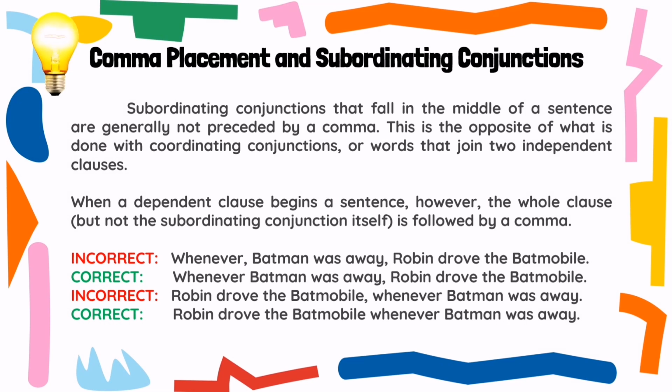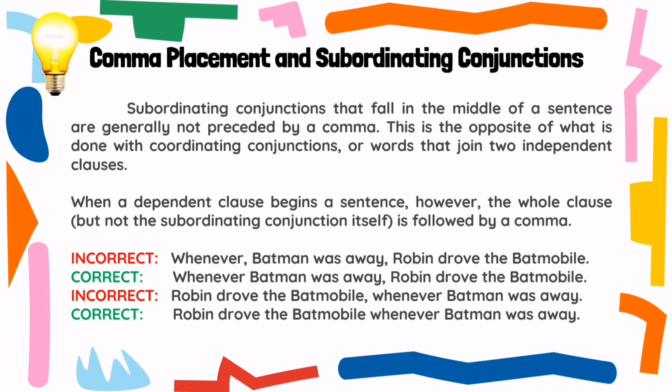Comma placement and subordinating conjunctions. Remember, subordinating conjunctions that fall in the middle of a sentence are generally not preceded by a comma. This is the opposite of what is done with coordinating conjunctions or words that join two independent clauses. Kung natatandaan ninyo doon sa discussion natin about the other type of conjunction, ang rule doon sa paglalagay ng comma o ng kuwit ay ilalagay mo yung comma before the conjunction. Pero sa subordinating conjunction ay iba. Kapag siya ay nasa gitna ng sentence, no need to add a comma or kuwit.